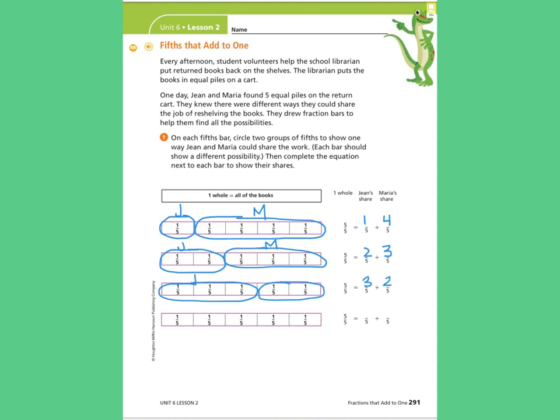3/5 plus 2/5 is 5/5. And the last possibility would be for Jean to do 4 of the 5 piles and Maria would do 1 pile. So 4/5 plus 1/5 is 5/5.